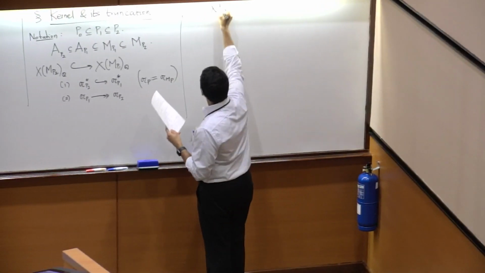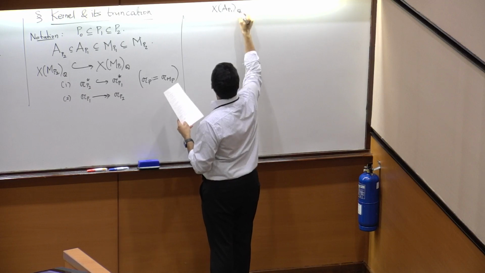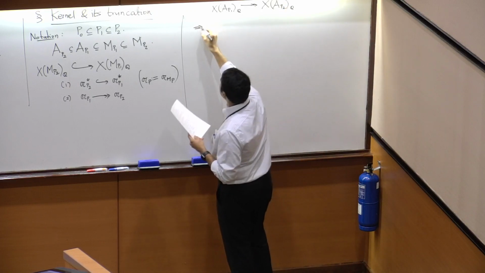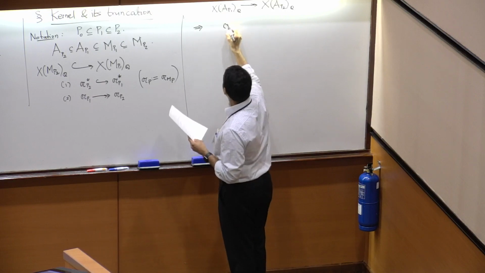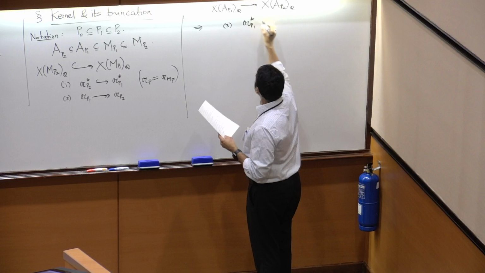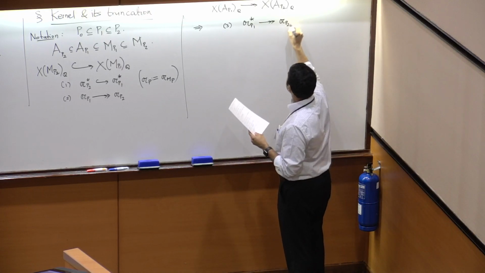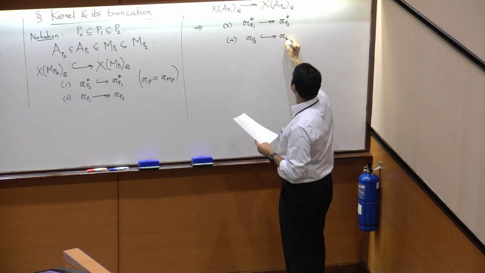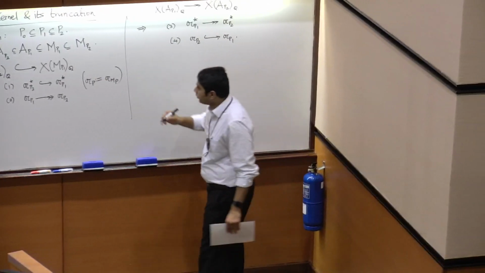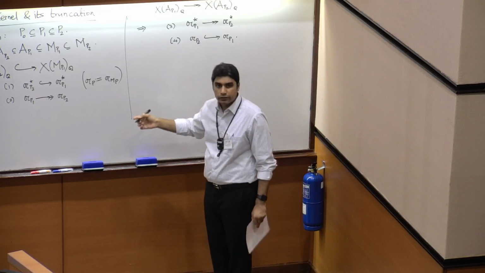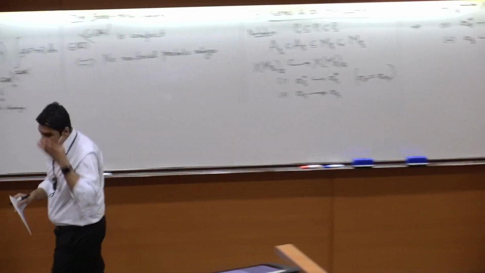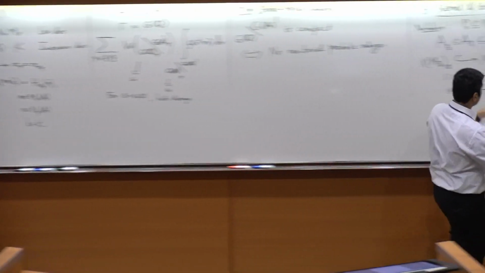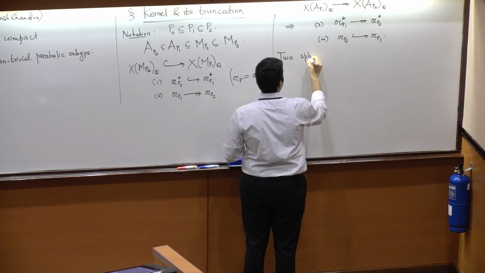The other map, X(A_{P_1})_Q surjecting onto X(A_{P_2})_Q, gives me two more maps, A_{P_1}^*, A_{P_2}^*, and A_{P_2} sitting inside A_{P_1}. So the whole upshot of this is that I get two exact sequences of vector spaces. I will define the kernel and the co-kernel of those. So I get two exact sequences. Let me write those exact sequences. Two split exact sequences.